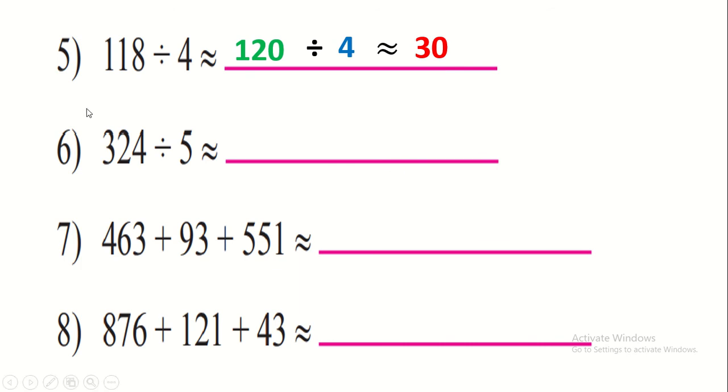Okay. Number 6. Number 6, you have 324 divided by 5. You round this number to the nearest 10. You have 320. Okay, students? And then divided by 5, 320, you get 64. Correct, students?